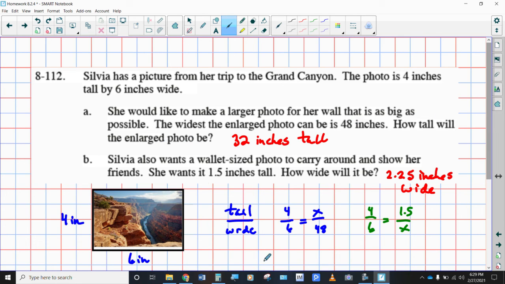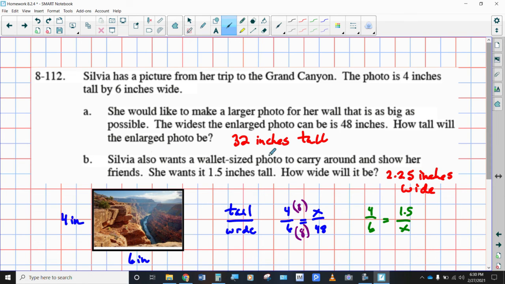Okay, so that's this one right here. If it's a 4-to-6 ratio and you can make the width 48, then what do you multiply times 6 to give you 48? I believe that's an 8, correct? So we'll multiply 4 times 8, and that would mean it would be a 32 by 48 inch picture.